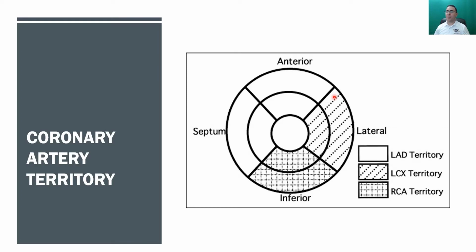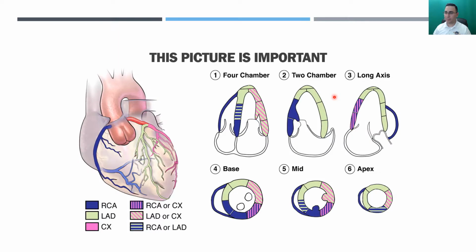Okay, so as I said before, remember, as a general rule, for the anterior and septal segments, the left anterior descending is the artery that is going to perfuse, it's going to send flow to that area. For the inferior, we're going to say the right coronary artery. And for the lateral wall, we're going to use the circumflex. So don't forget about this. This is really important. So anterior and septal, the left anterior descending. Inferior, the right coronary artery, and lateral, the circumflex.